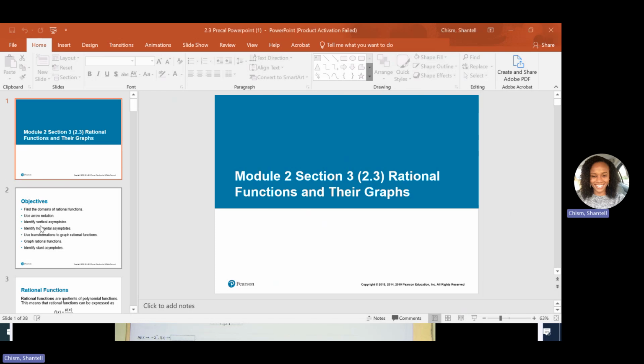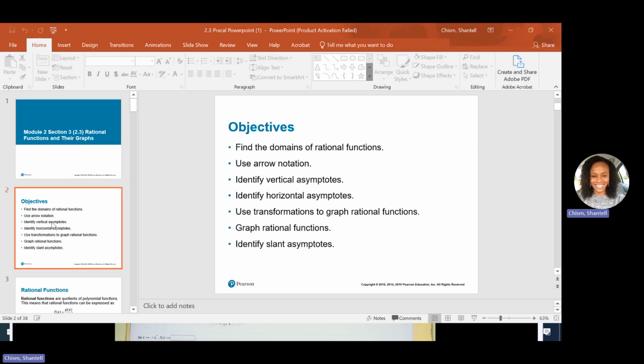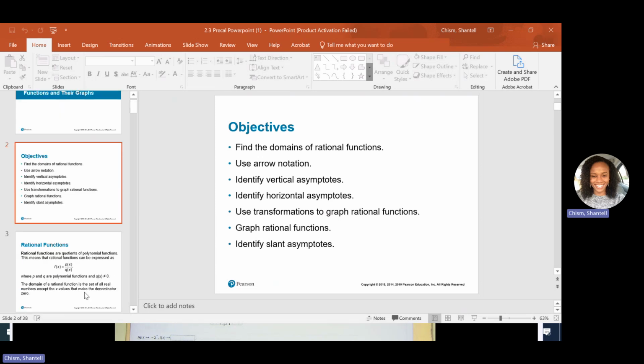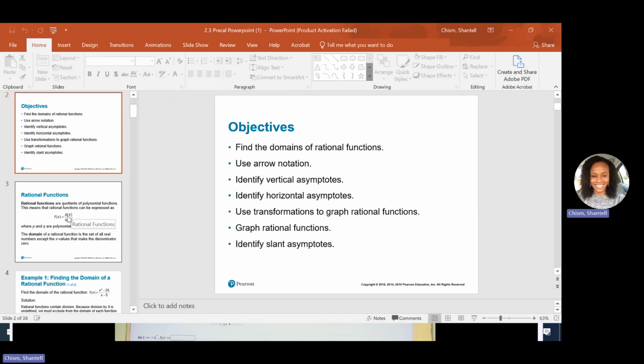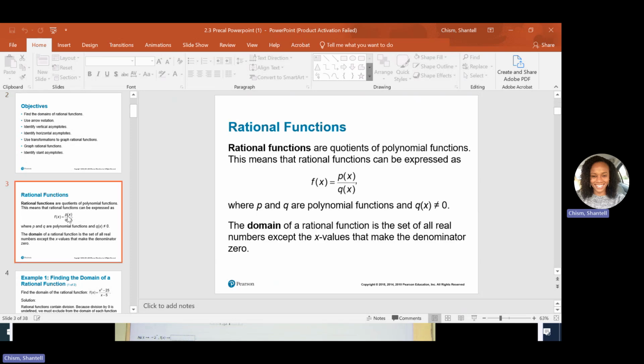Okay, so just a few objectives that we'll look at in this section: looking at the domain of rational functions, using arrow notation, finding and identifying vertical and horizontal asymptotes, and looking at transformations on the graphs of rational functions. So a rational function is just a quotient of polynomial functions.